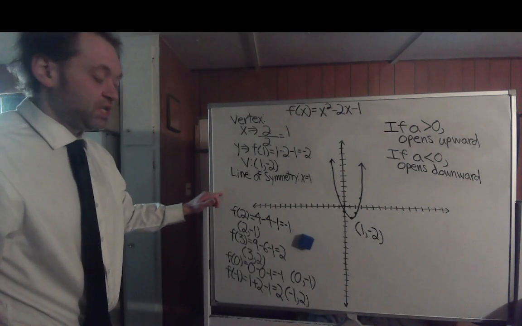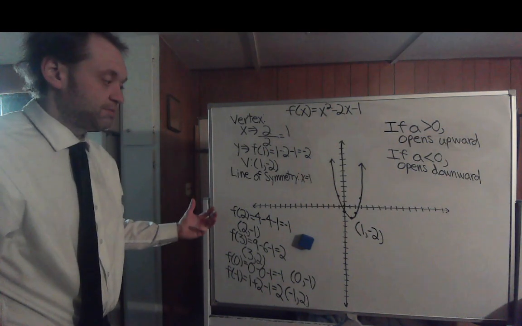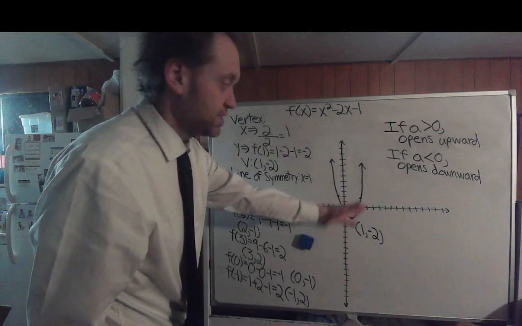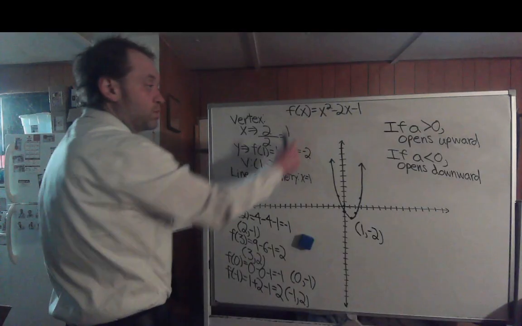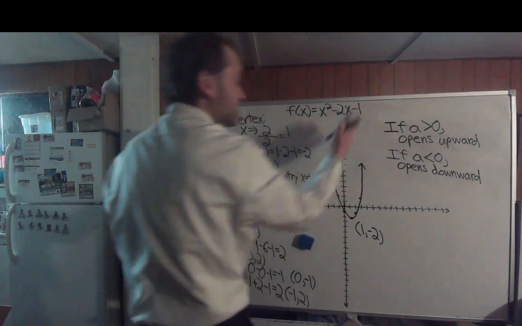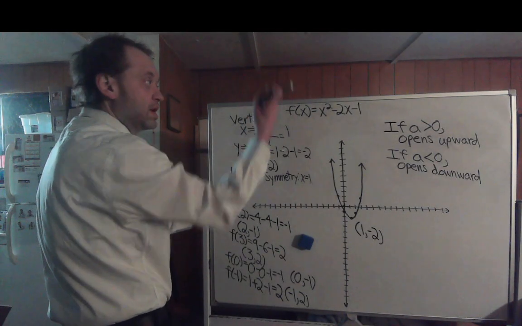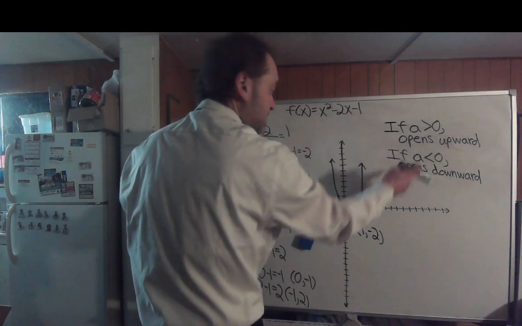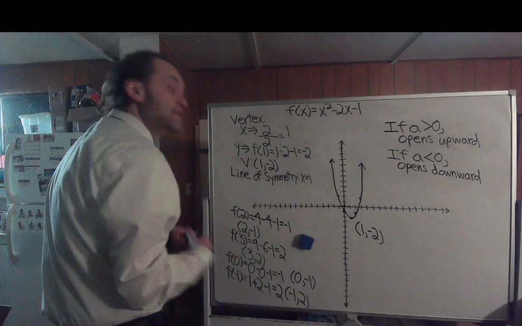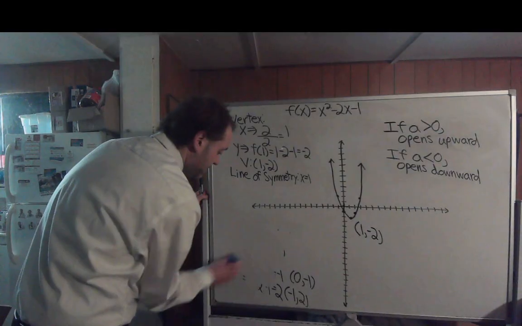And then I just plotted 2 more points to the right and to the left of the line of symmetry, and I came up with those points and was able to connect the curve. And remember, if the coefficient on x squared, which is your a, is greater than 0, which means it's positive, the parabola will open upward. If the coefficient on x squared were negative, which would be less than 0, your parabola opens downward. So I got plenty more where that came from.